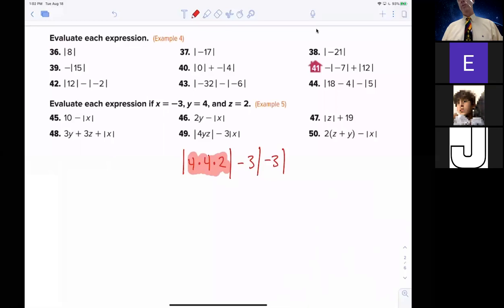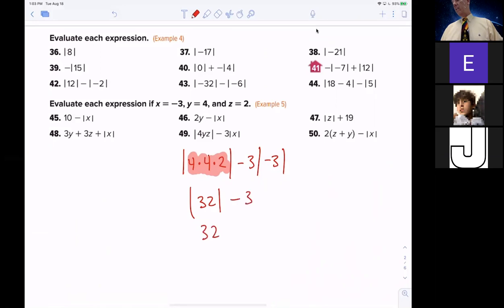How much? Wait a minute. There you go. Don't worry about it. 32. And what's the absolute value of 32? That is correct. All right. Now, what's the absolute value of negative 3?